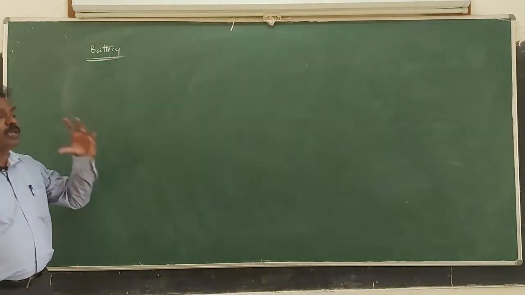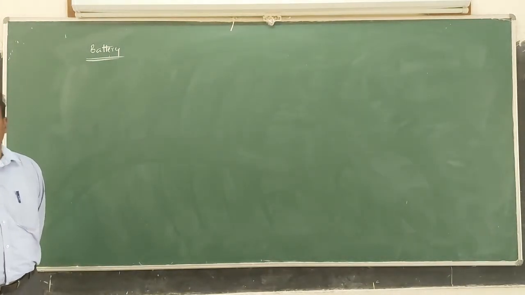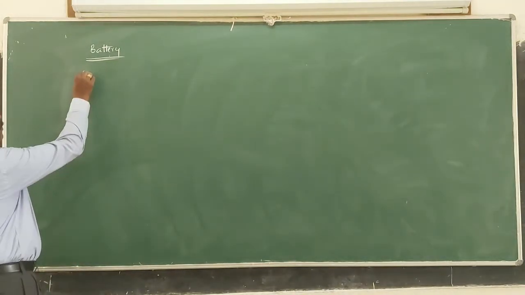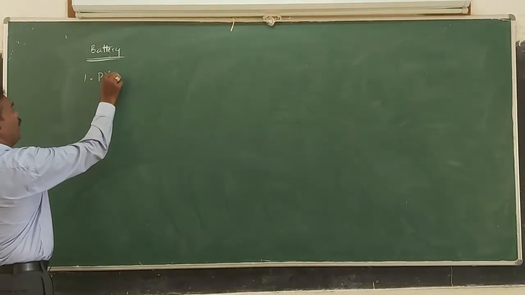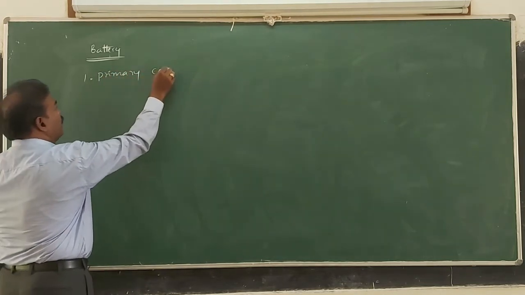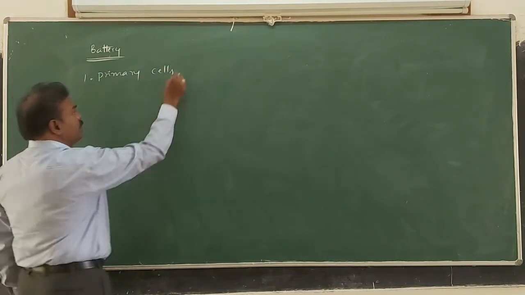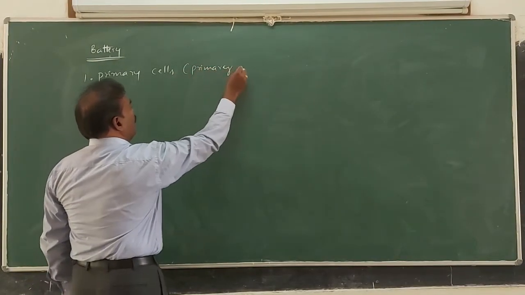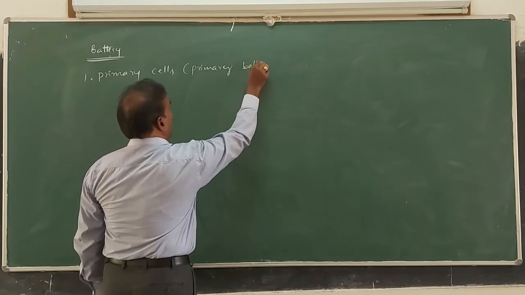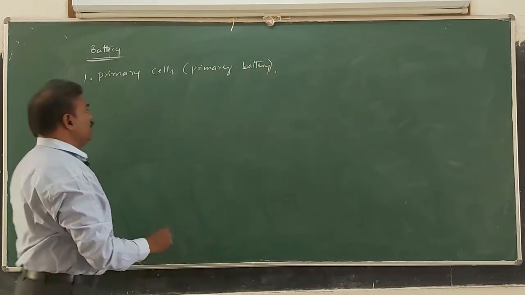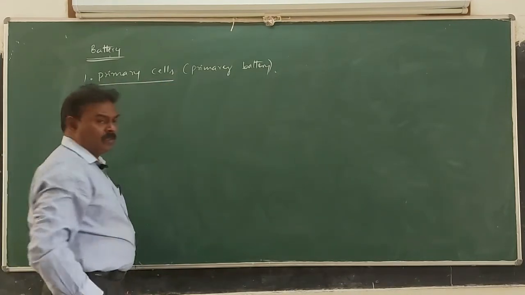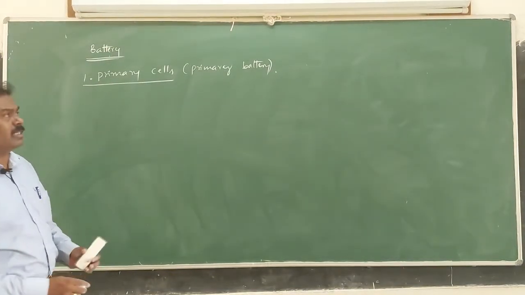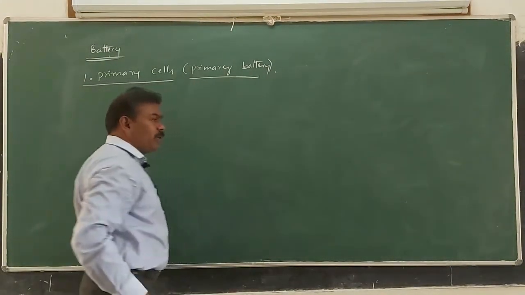Here there are 2 types of battery we are studying. One is called primary battery, or you can write primary cells. One more is a secondary battery, or secondary cell. What do you mean by primary battery?